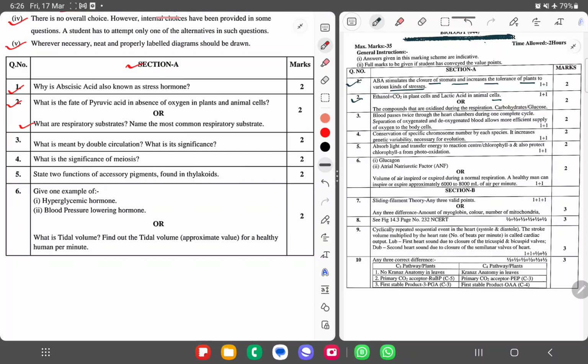Or, what is the respiratory substrate? Name the most common respiratory substrate. The compounds that are oxidized during respiration: carbohydrates, glucose.